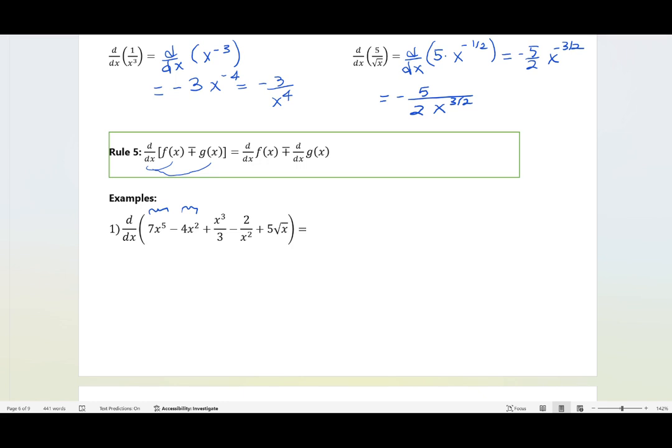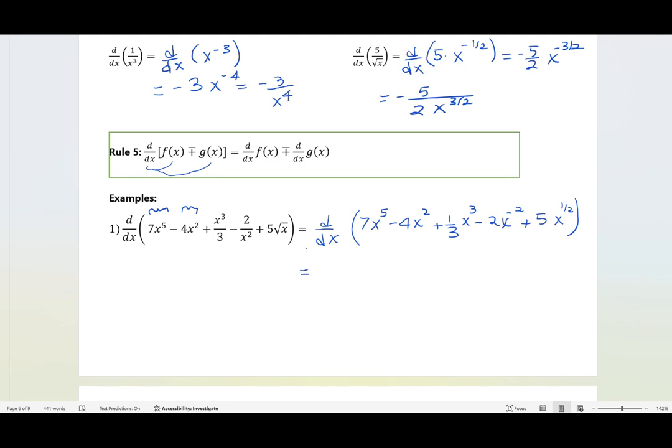So let's go. Before I differentiate this, I'd like to rewrite everything with powers of x. I think that's always a good habit. The first two are already in good shape. Okay, the next one, the 3 is in the denominator. I'm going to write it as 1/3 times x to the 3. The next one, the x squared is in the denominator. I'm going to bring it up as a negative exponent. So it'll become negative 2 times x to the negative 2. And then the last one, 5 root x, I can write that one as 5 times x to the power of 1/2. So now I'm ready to take the derivative term by term.